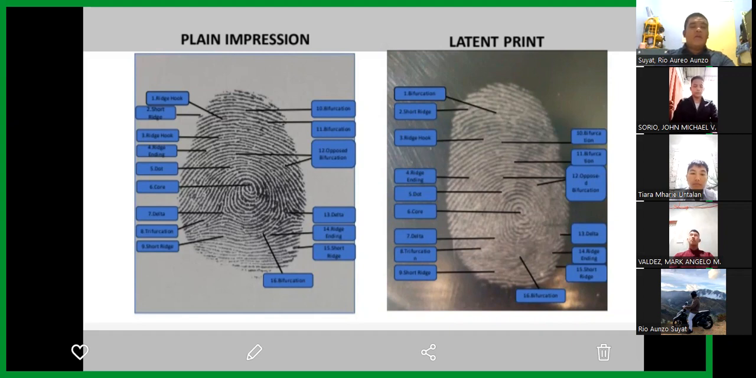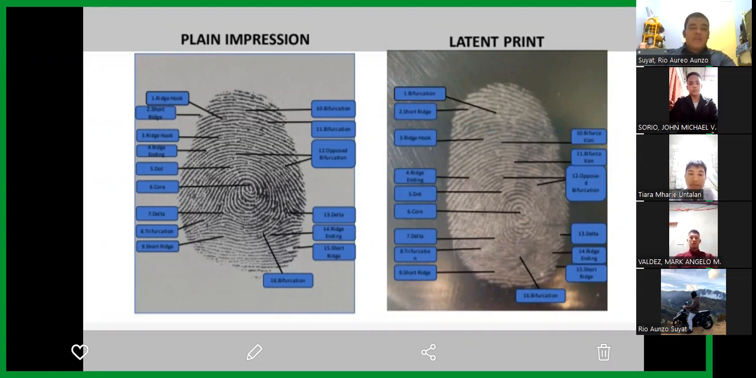Question number 10. What is ink impression? Ink impression is the recording of friction ridge detail present on the distal joint of the fingers and palms. Next question is, what is latent print? Latent prints are made of sweat and oil on the skin surface. This type of fingerprint is invisible to our naked eyes.